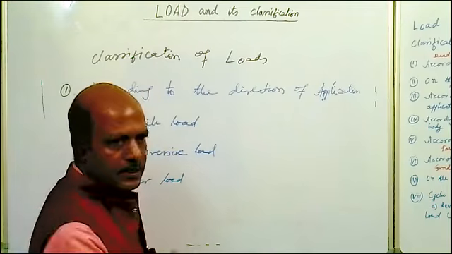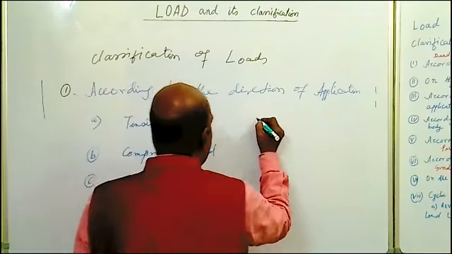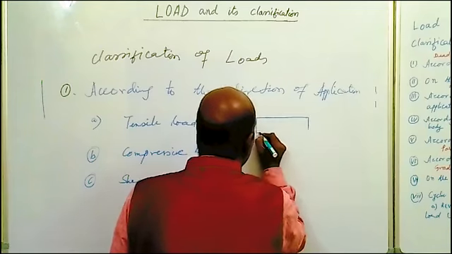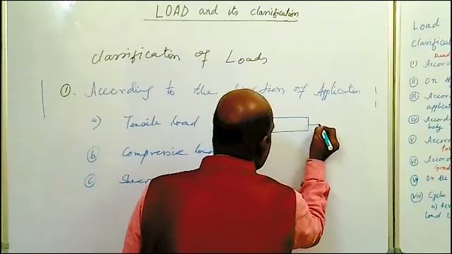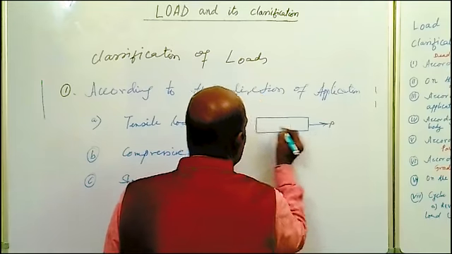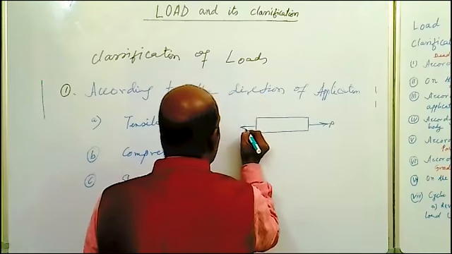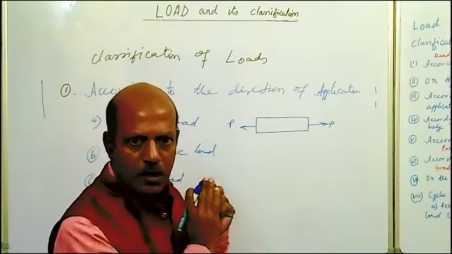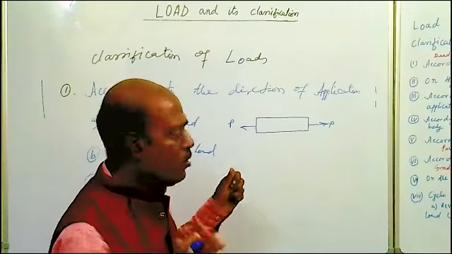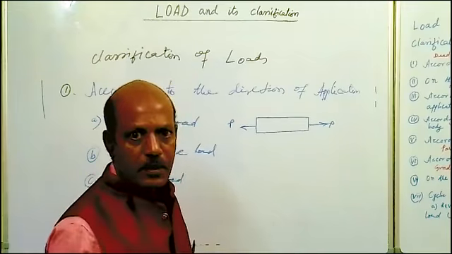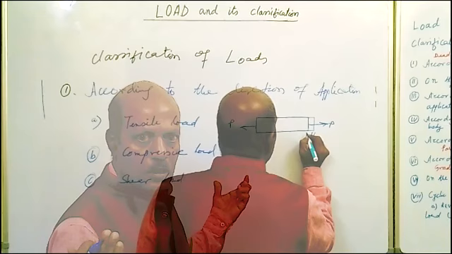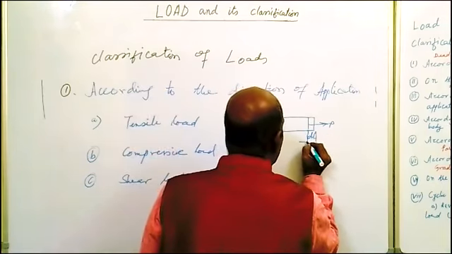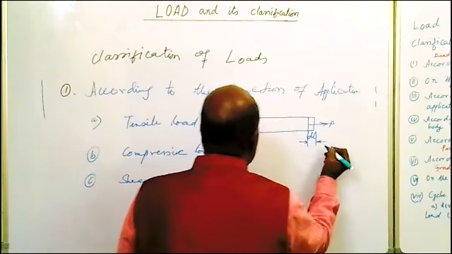Now, if we see the first kind of load, say a body is under load P and the direction of the load is shown in the figure. If this is the direction of the load, it will cause the extension of the member. So the load which causes the extension of the member is called the tensile load. That is, the size of the member will increase because of this kind of load applied over it.